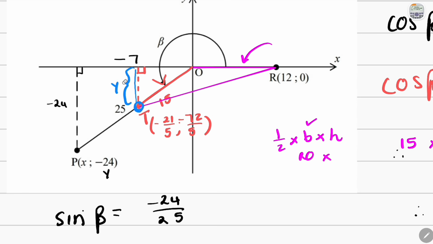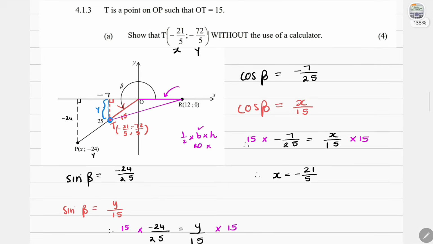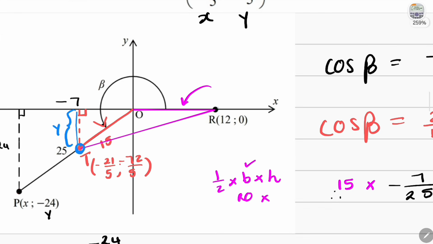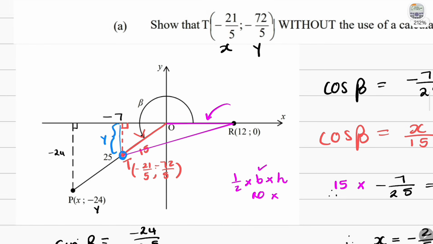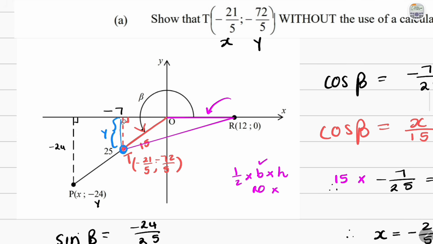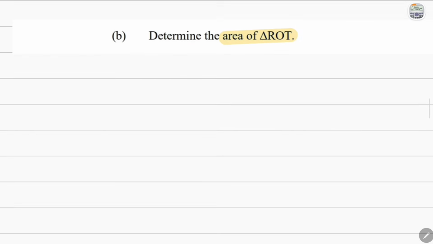But of course, you're not going to take it as a negative value. It's a height, so it needs to be positive. So the height is 72 over 5. And we know the base as well. The base is RO. It goes from the center and then 12 units to the right, as you can see. So the base would be 12 units. So we've got a triangle with a base of 12 units and a perpendicular height of 72 over 5. And that's how we would find that.